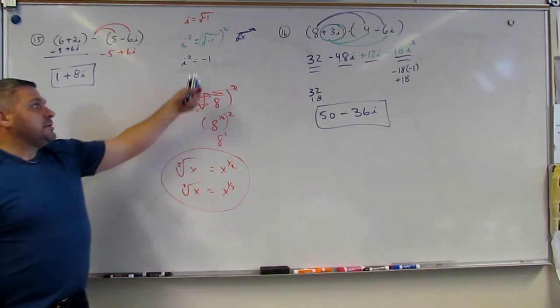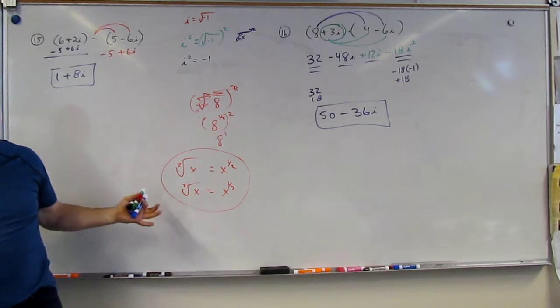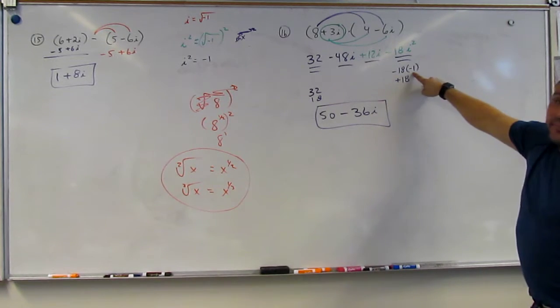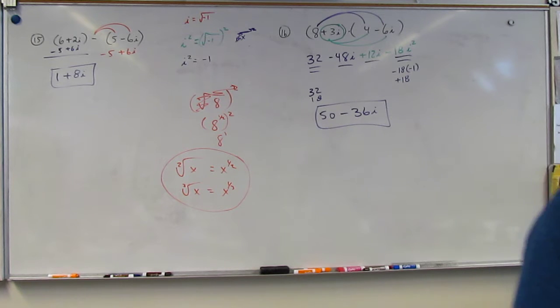So the square of i is just -1. So once we have i squared, we plug in -1. -1 times a -18 gives you positive 18.